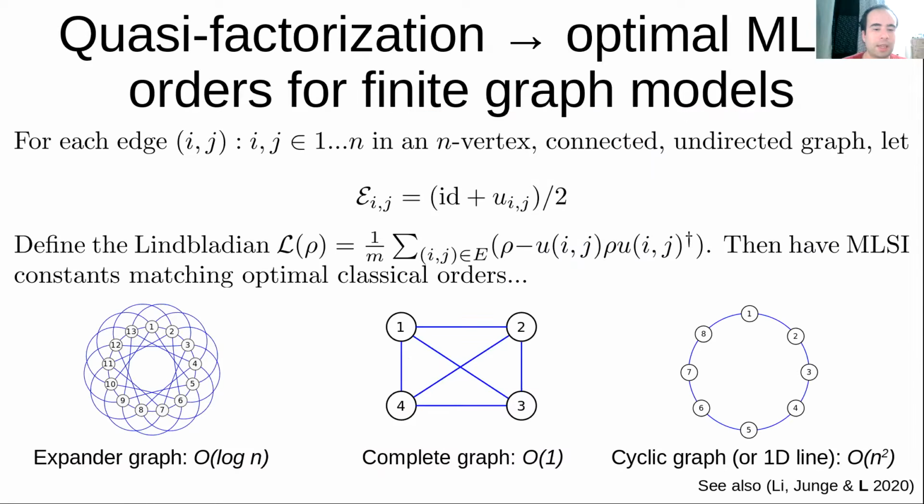So the main application of this in this work is to look at processes given by graph models where we actually have unitaries representing swaps on a given graph and show that we can recover orders that appear optimal, where the optimal orders of the decay rates actually look a lot like the classical constants.